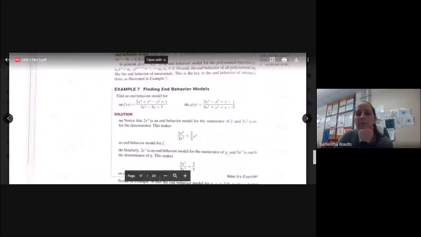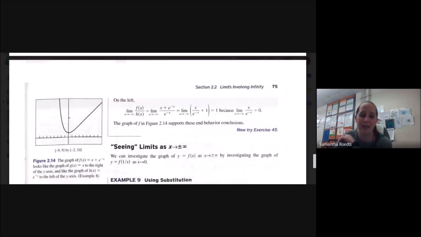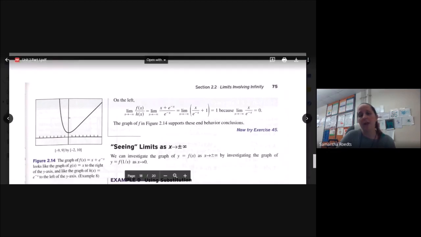Okay, so x plus e to the negative x over x equals 1 plus e to the negative x over x. So x cancels, becomes 1. Equals 1 because the limit of e to the negative x over x equals 0. Okay. On the left-hand side, as x approaches negative infinity, I have my limit of x plus e to the negative x over e to the negative x, which equals x over e to the negative x plus 1. This cancels, equals 1 because the limit of x over e to the negative x as x approaches negative infinity is 0.